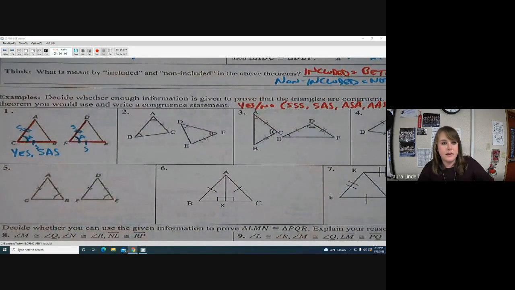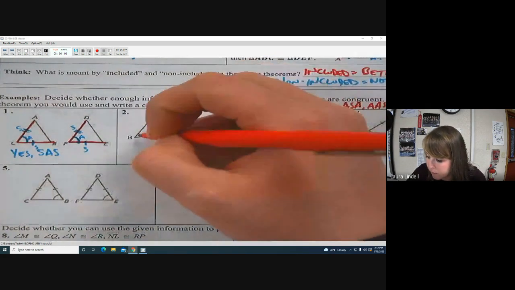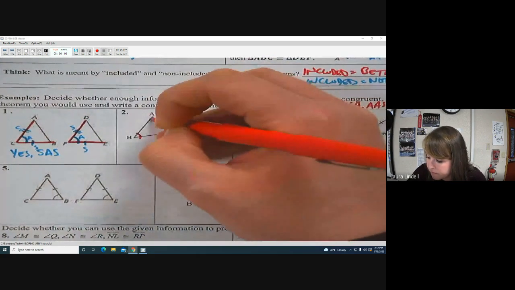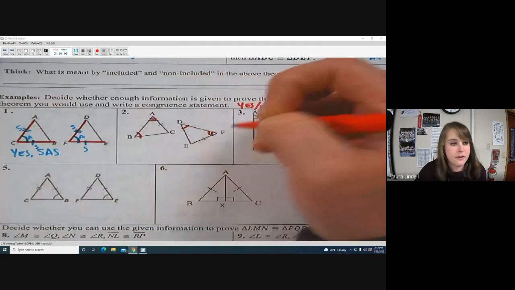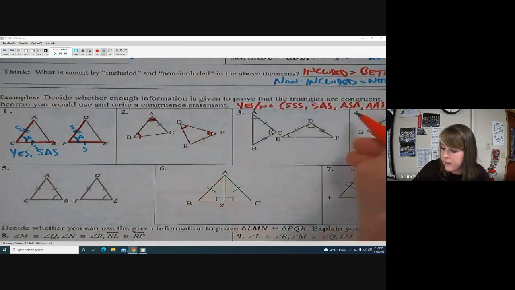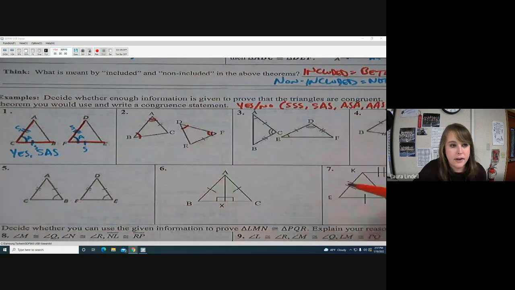All right, let's try the next one. On this one, we might notice that we have two pairs of angles. So that should automatically make me start looking at these two, angle, side, angle and angle, angle, side.